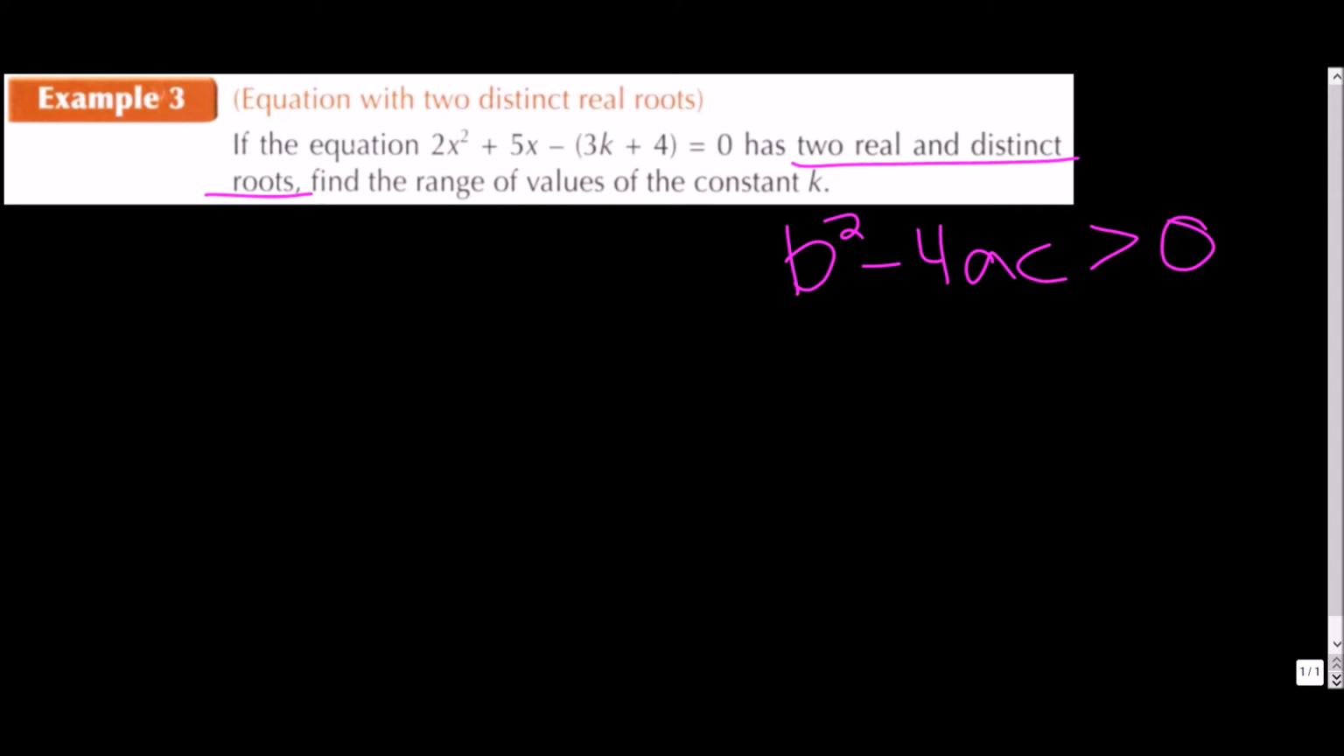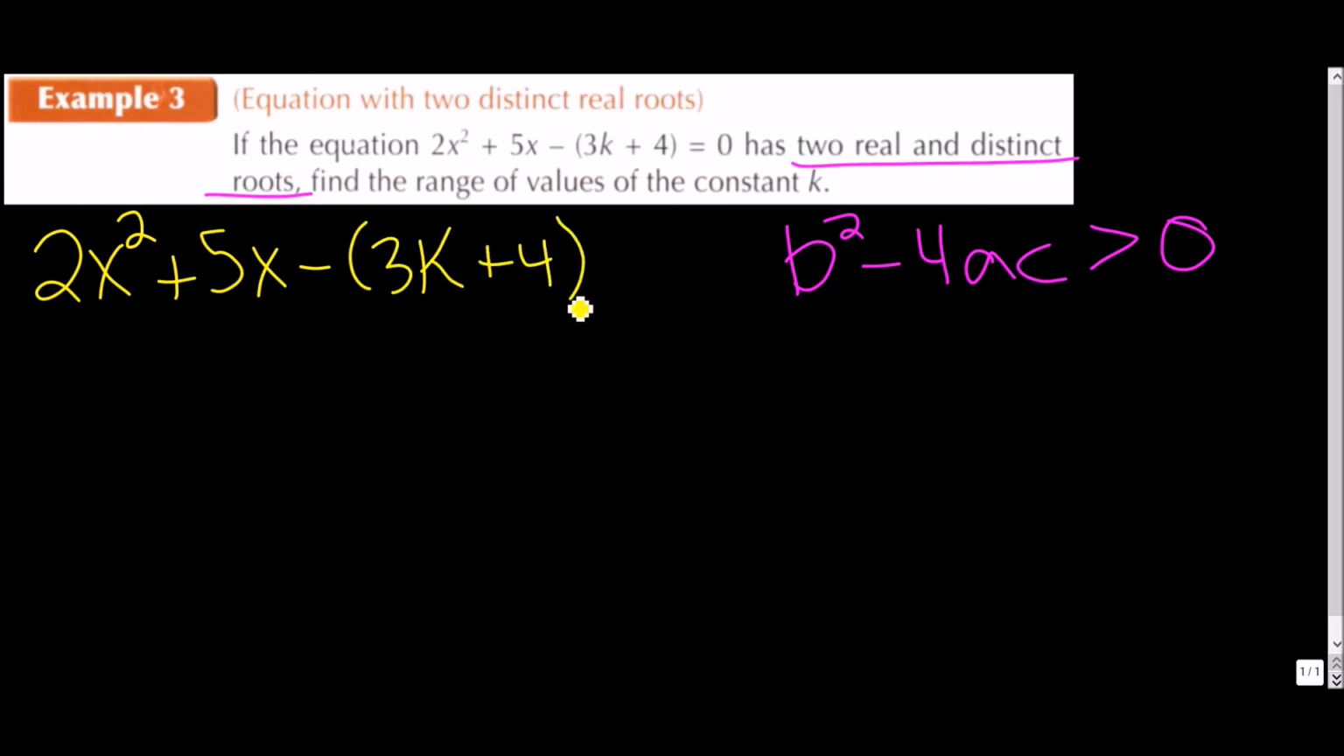So if we look at our equation here, we've got 2x squared, plus 5x, and minus 3k plus 4, and that equals 0. So let's start identifying some stuff. a represents the number of x squareds. If we look through here, a is the number of x squareds. Well, there's 2 of those.